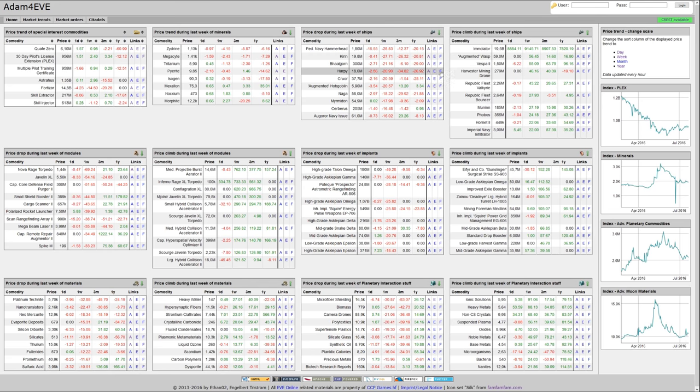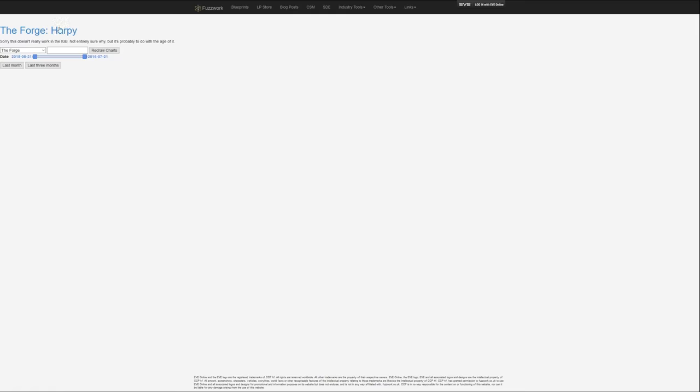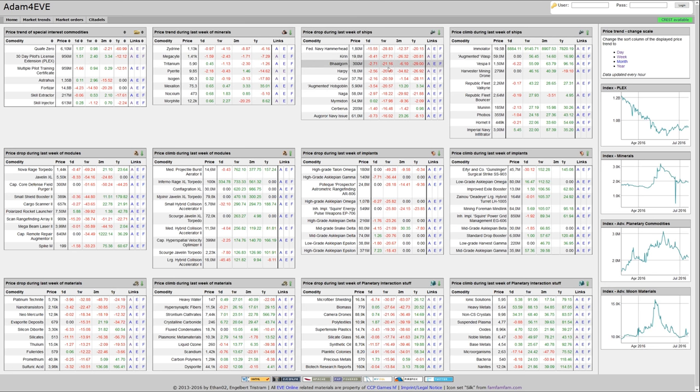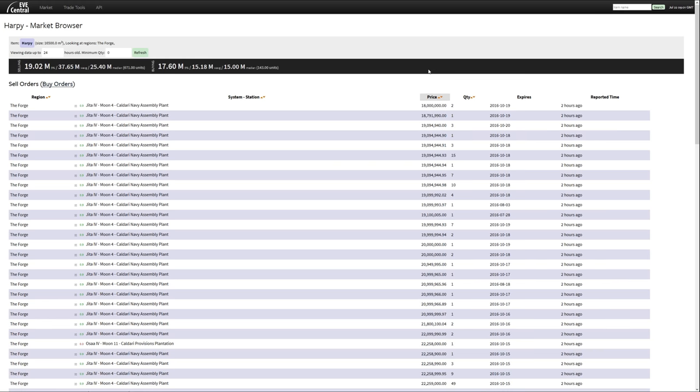In order to do that, there are three links currently here to the major sources of market history information. The first one, of course, is the local market history information here at A4E, but if you prefer, you can also go directly to EVE Central or to Fuzzwork and the history there. So if you go to Fuzzwork, it directly shows here for the Harpy the market history. And for EVE Central, it shows mainly the orders since there's no real history there.